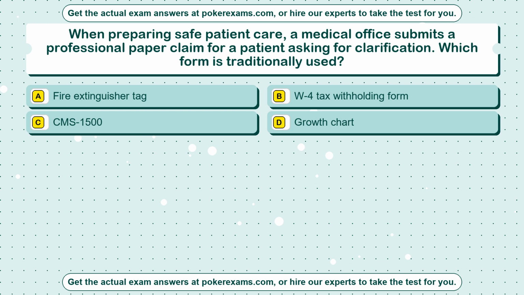Question 40. When preparing safe patient care, a medical office submits a professional paper claim for a patient asking for clarification. Which form is traditionally used? Option A, fire extinguisher tag. Option B, W-4 tax withholding form. Option C, CMS 1500. Option D, growth chart.